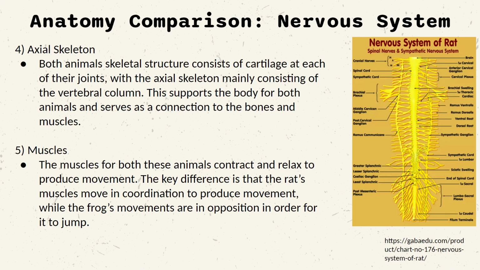And also, looking at another key difference, the muscles between the animals are the same as they contract and relax to produce movement, but the rat's muscles move in much higher coordination to produce the movement used due to their four legs, while the frog movements are in opposition of each other as it uses those muscles to jump.